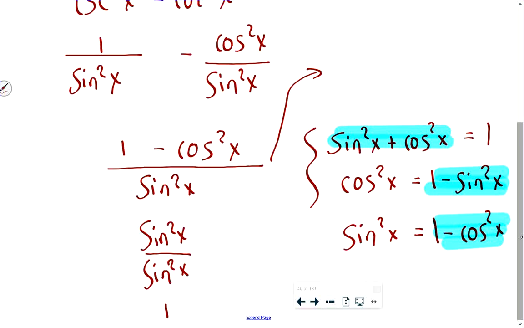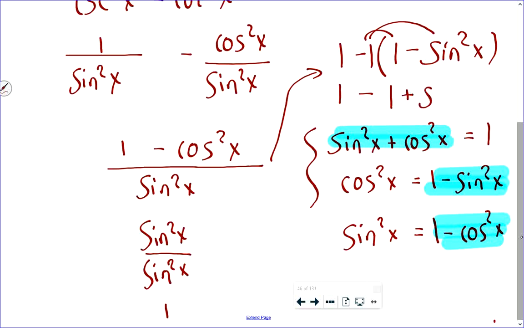No, it wouldn't. 1 minus sine squared. And it's squared. You keep saying sine, but it's squared, and that's important. That does not give you negative sine squared. It gives you positive sine squared, because you're subtracting. Negative 1 times 1 is negative 1. Negative 1 times negative sine squared is positive sine squared.